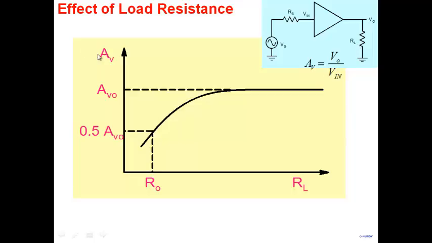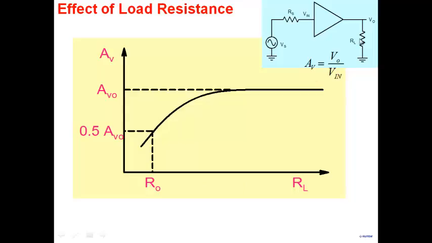But in practice, what do I see? If I start from a very large value of RL, the gain is flat. But then as I keep on reducing RL, a stage comes when the gain begins to fall. The gain begins to fall, and the place where the gain falls to half of its maximum value, that particular value of RL is what we call as the output resistance of the amplifier.